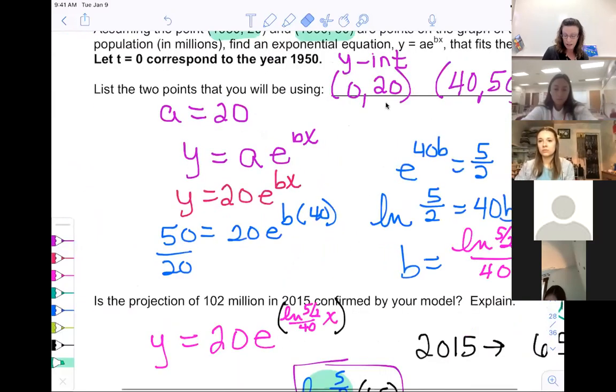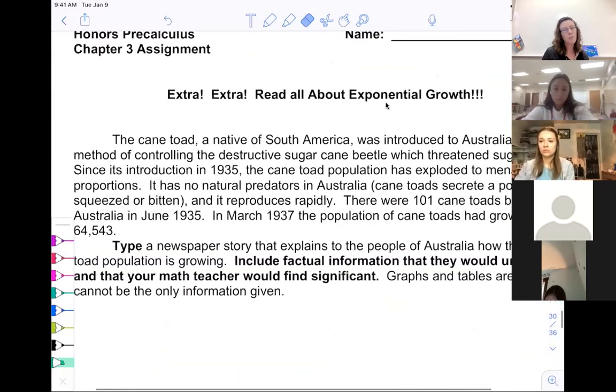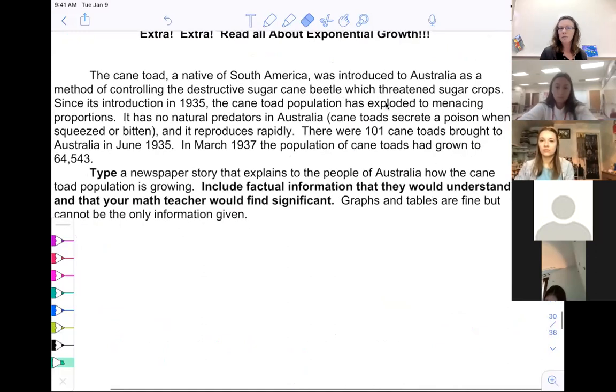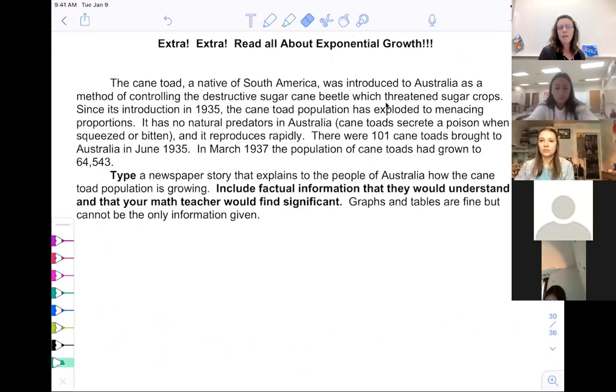But then the rest of it, you want to make it a news story, so make it interesting. Look this up, see if you can find out a little more information about it besides what I have in the description here. And it should look like a newspaper article, so in that newspaper article format.